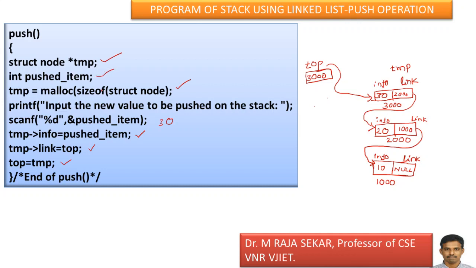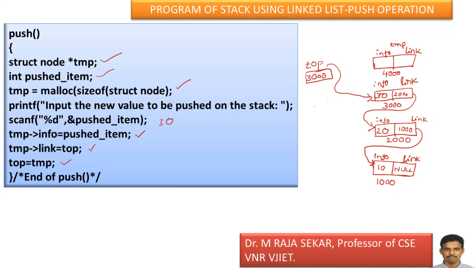TMP equal to malloc size of struct node. TMP equal to malloc size of struct node means what happens? Let me remove this TMP first. Now again a node will be created with which name? TMP equal to malloc size of struct node means what happens? A node is created with, how will it be? This one TMP, here info, this one is link. Let me say this address is 4000, isn't it?